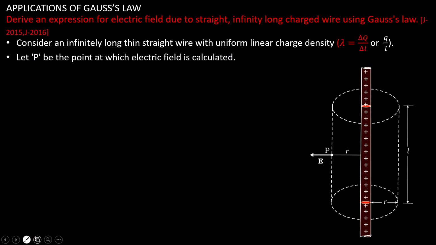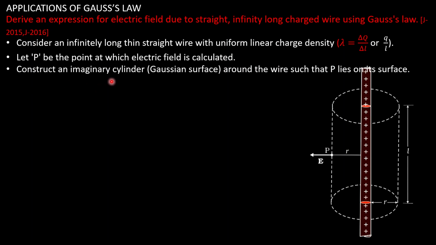Then what else do we have? We have considered a point P present at a distance r from the wire, so you can include that here. At point P, what is our aim? Our aim is to find the electric field at this point. Now let P be the point at which the electric field is calculated. It is as simple as that. We need to find the electric field, or electric field intensity, at this point. Now construct an imaginary cylinder or Gaussian surface around the wire such that P lies on its surface. That is what we have done here. So first we have taken a point P.